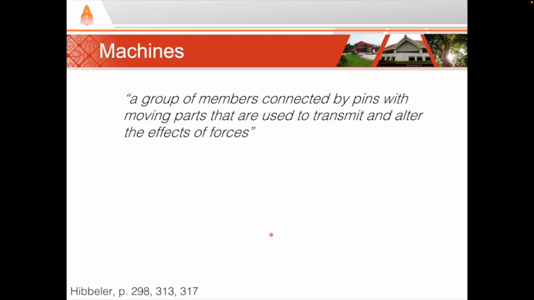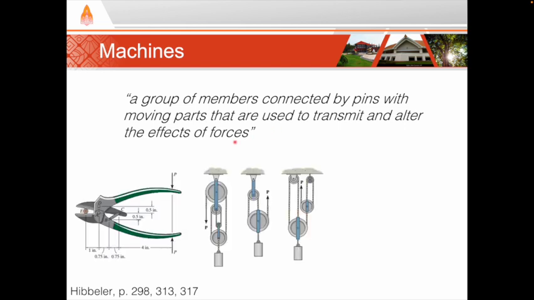Last class, we looked at frames. Today, we will learn how to analyze machines. A machine is a group of members connected by pins with moving parts that are used to transmit and alter the effects of forces. Pliers, pulleys, and this backhoe are all examples of machines.